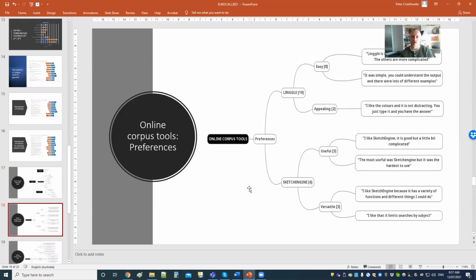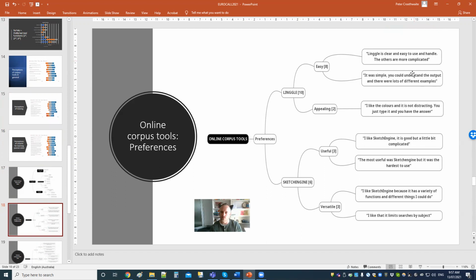In terms of their perceptions of the online corpus tools that they have used, their preferences are here as follows. They mainly discussed their preferences for the Lingual and Sketch Engine platforms. Regarding Lingual, they discussed how easy and appealing the platform was. And with Sketch Engine, they discussed its usefulness and its versatility. And you can see here some of the different comments that the students made.